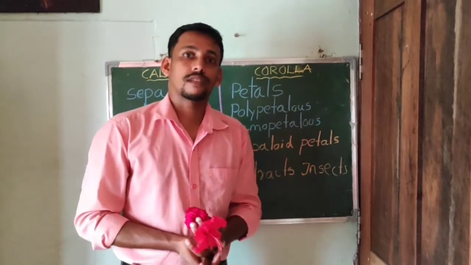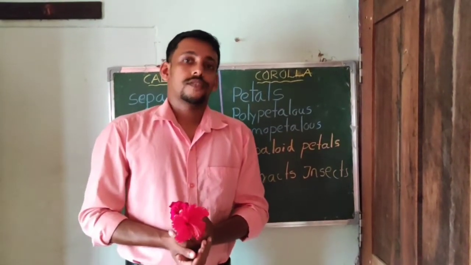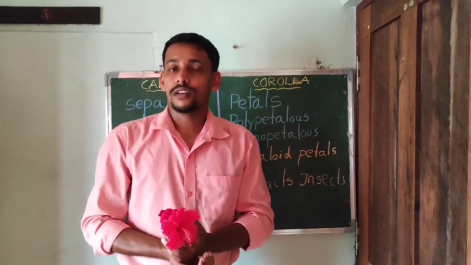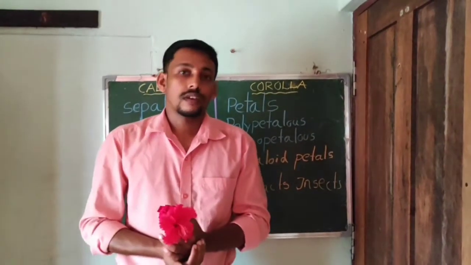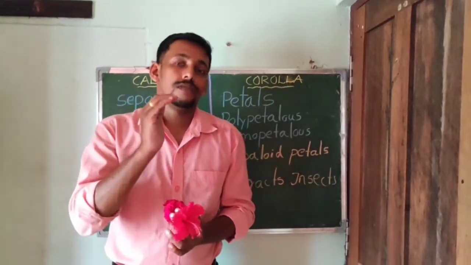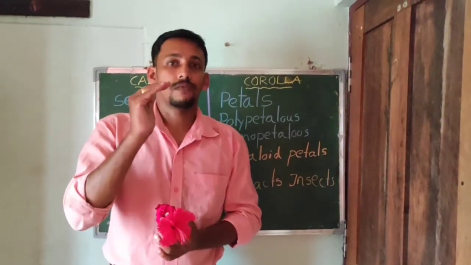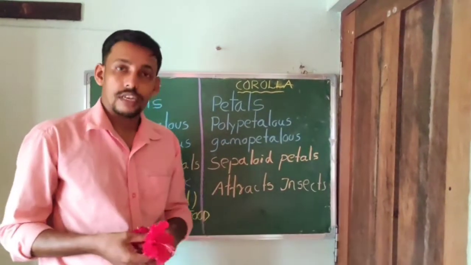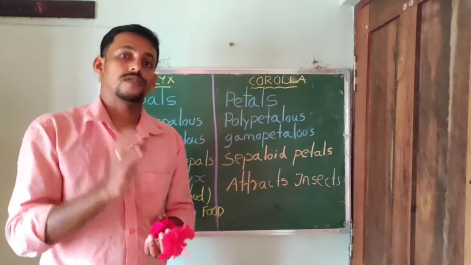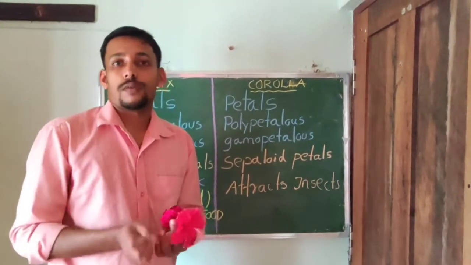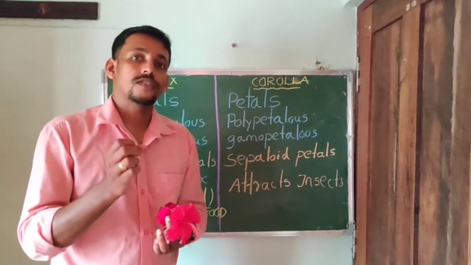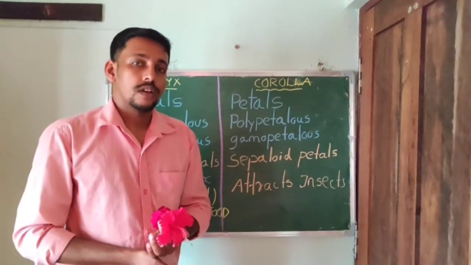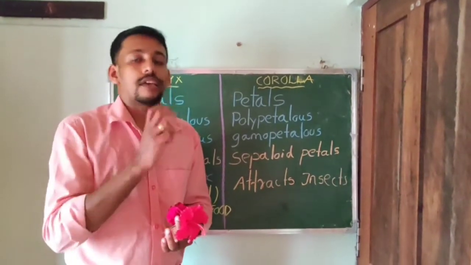Hi dears, in the last class we have discussed the parts of the flower, and in this section we are going to learn about these different parts and their functions. In a flower there are mainly 4 whorls: calyx, corolla, androecium and gynoecium. So now we are going to study the calyx.